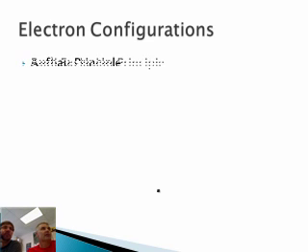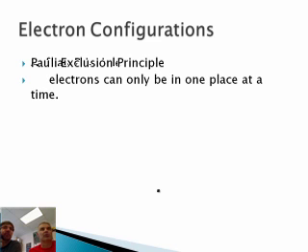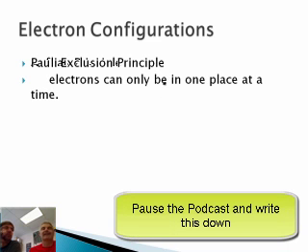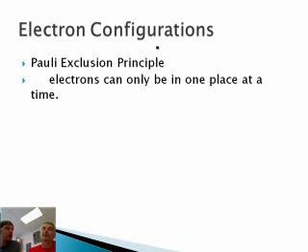So in the Pauli exclusion principle, the electrons can only be in one place at a time. So they can't be in two places. Only one. Can have one spot. Now they can move to a different spot, but they can only be in one place at a time. Yeah, and we'll illustrate that.